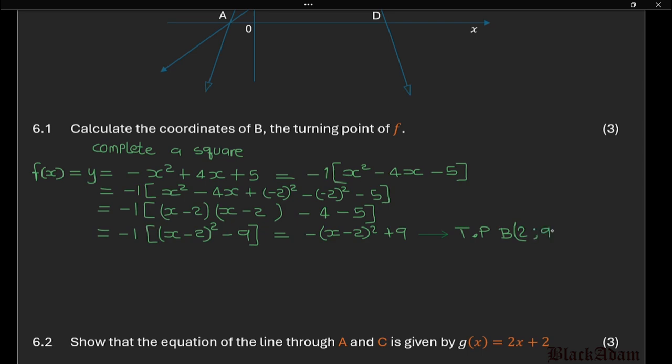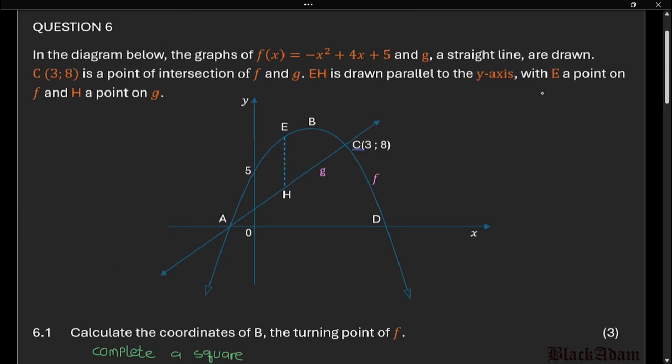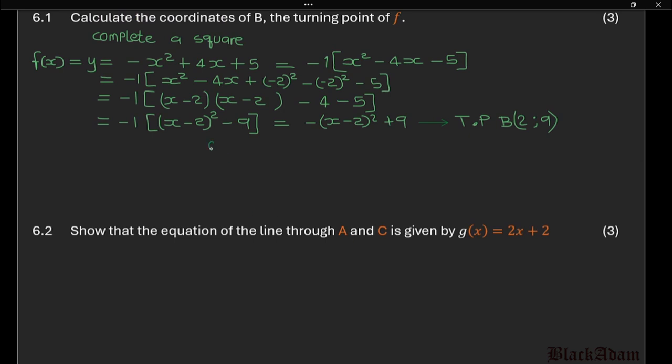So you can check that on the first quadrant, both coordinates are positive, so it's 2, 9. And the other way that we can do it is we can use the turning point formula. We have negative x squared plus 4x plus 5, and that gives us our a is -1, our b is positive 4, and our c is positive 5.